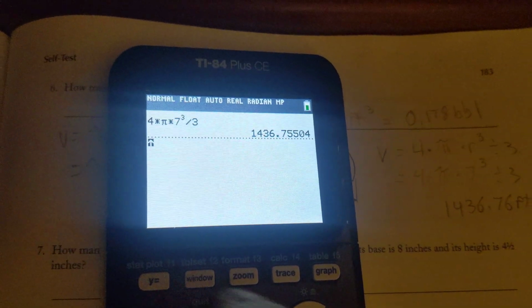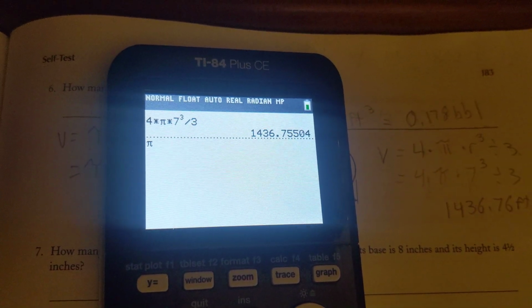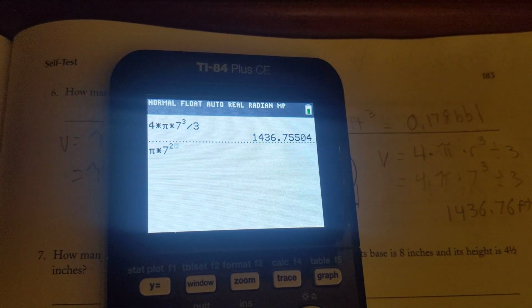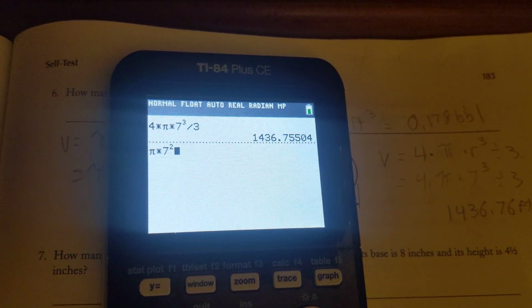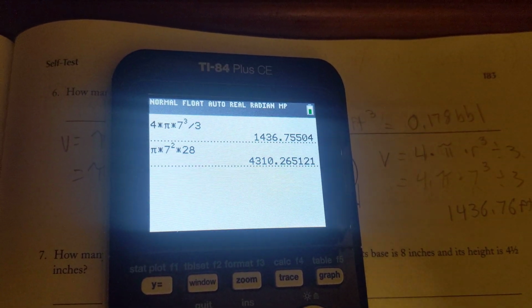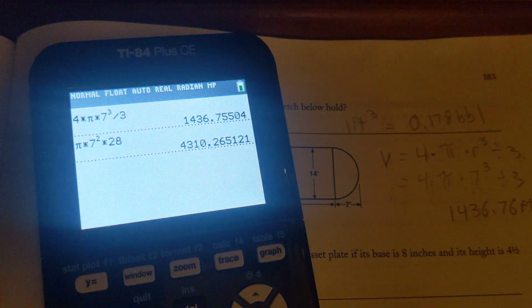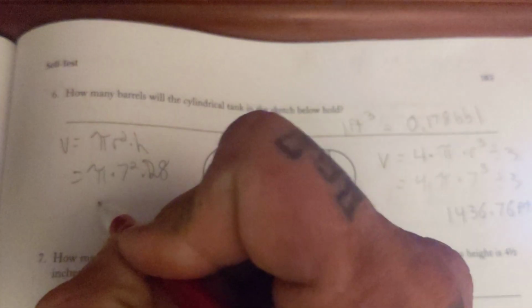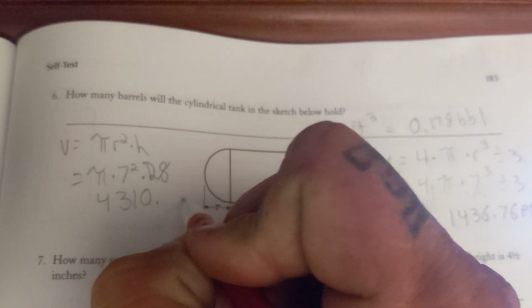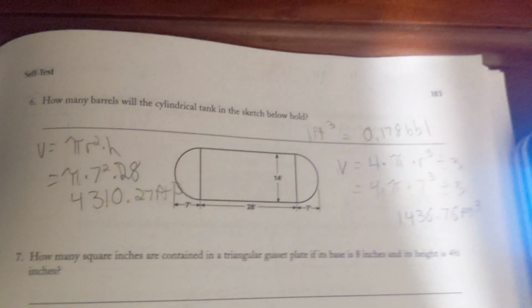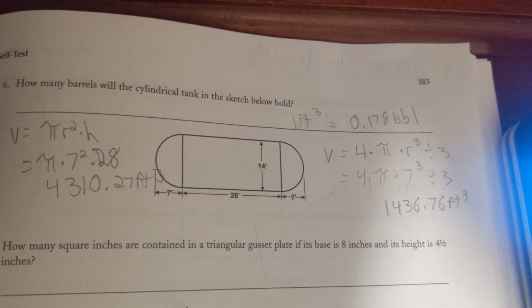So you're going to go with pi times 7 squared times height, which is 28, is equal to 4,310. So let me write that in there. So you're looking at 4,310.27 cubic feet.